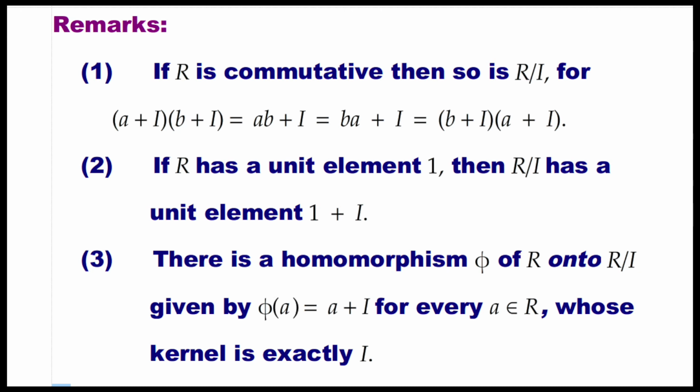Now, let us see some remarks. The first remark is, if R is commutative, then so is R by I. For A plus I into B plus I equal to AB plus I, that is equal to BA plus I equal to B plus I into A plus I. Second remark is, if R has a unit element 1, then R by I has a unit element 1 plus I. Third remark is, there is a homomorphism phi of R onto R by I given by phi of A equal to A plus I for every A in R whose kernel is exactly I.